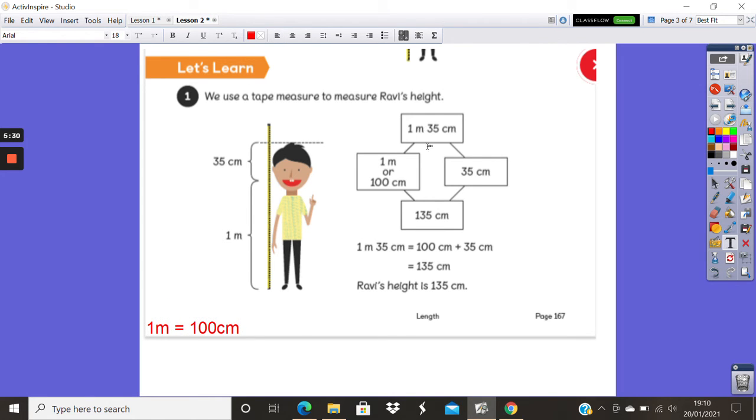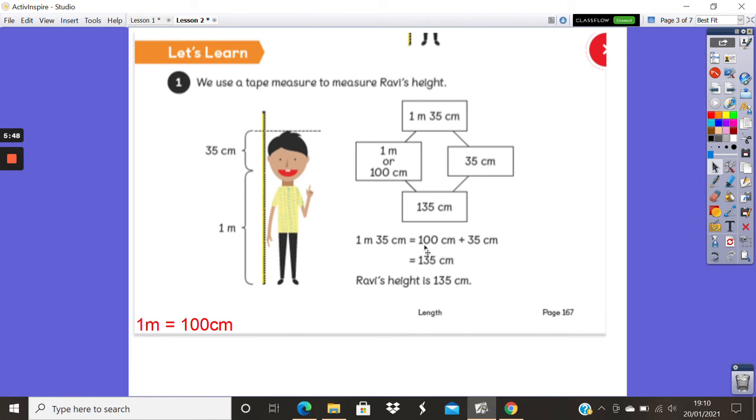So then we're going to partition this. So we've got 1 metre or 100 centimetres because that is the same. And then 35 centimetres left. So to convert that into centimetres, that would be 135 centimetres. And then it will ask you 1 metre 35 centimetres equals 100 centimetres add 35 centimetres, which is Ravi's height. Okay.